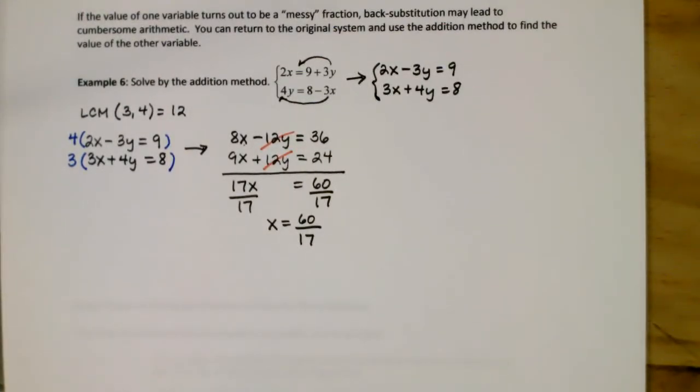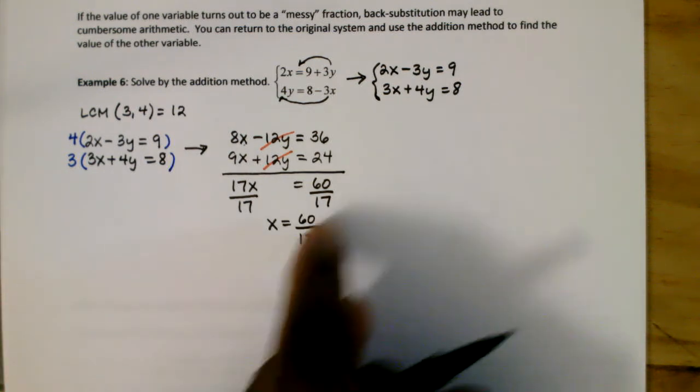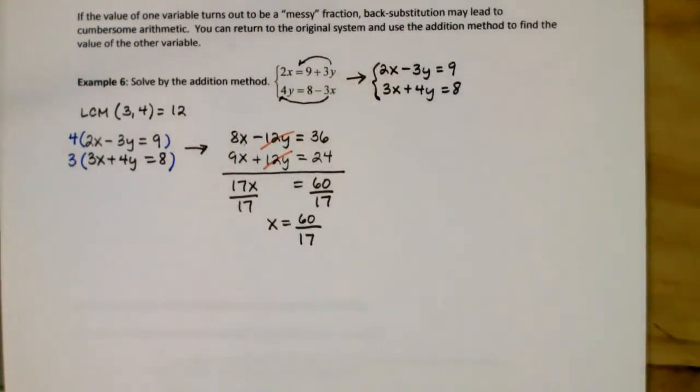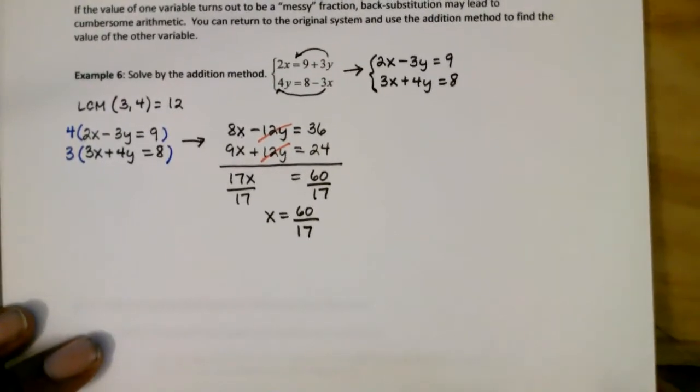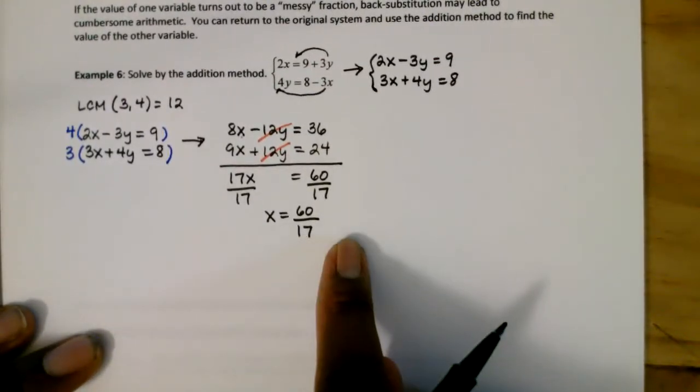Now, this is where you get a messy fraction, because if you were to substitute for x in either one of these equations, you're going to have to manipulate that equation in a way that you're going to have to find probably a least common denominator and come up with equivalent fractions to come up with what y is. Okay, so this is where we go to the original system and try to eliminate the other variable.